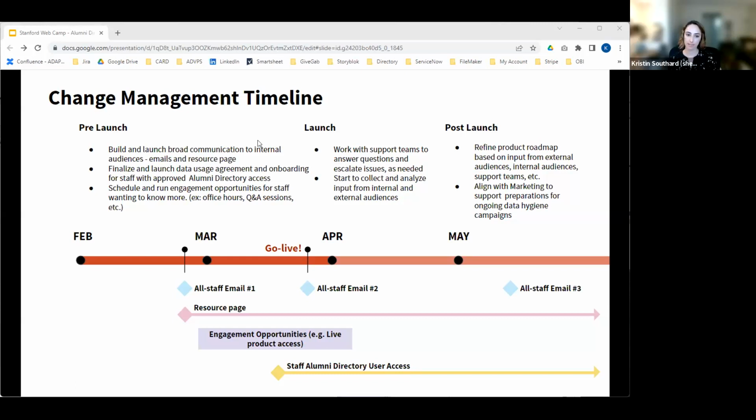So we did a communication out to staff members across the university so that they could understand what was coming, when it was coming, where they could ask questions, and what information they would need in order to support the external users. So you'll see here we did quite a couple of emails. We did several different office hours. We also made sure that they understood how to get access if they needed to, and really continue on understanding that feedback, collecting feedback, and making sure that people know where to go to ask questions.